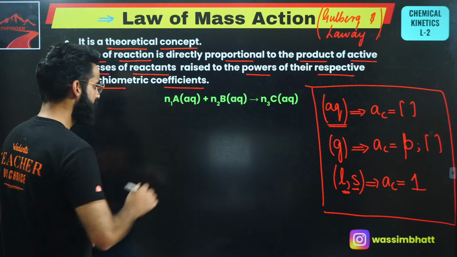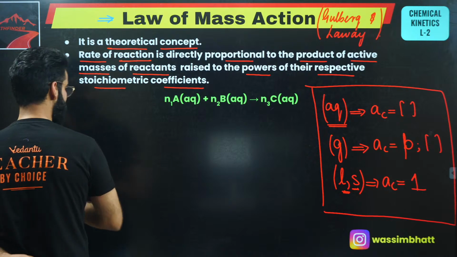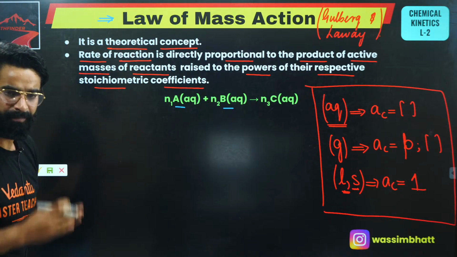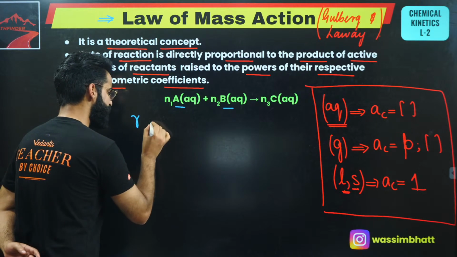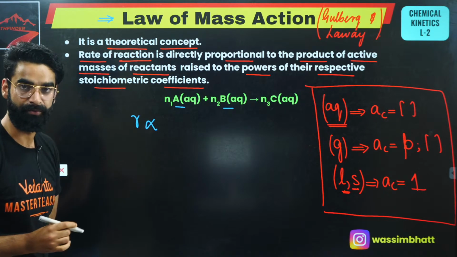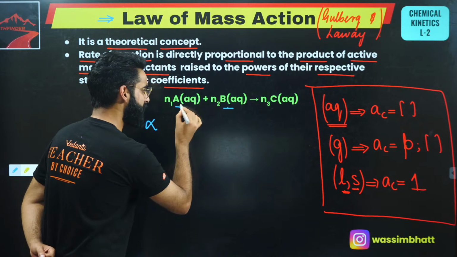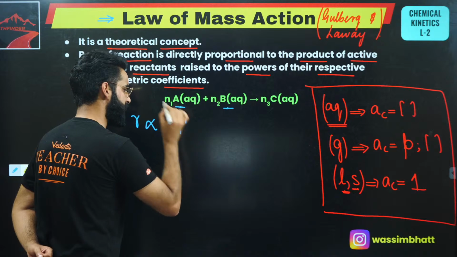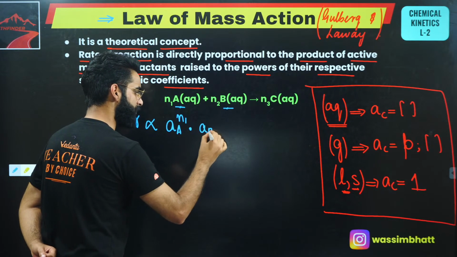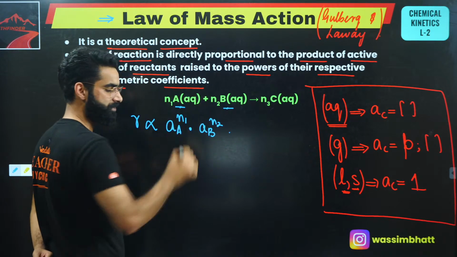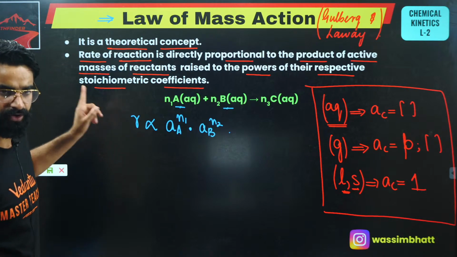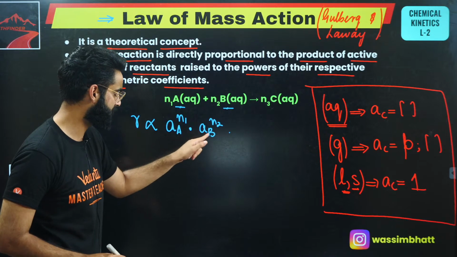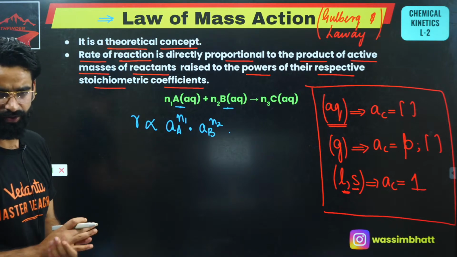Now, in this reaction, how many reactants do we have right now? We have two reactants, this A and B. As far as the law of mass action is concerned, the rate of this reaction is directly proportional to the product of active masses of reactants. I'll say active mass of A raised to the power of the stoichiometric coefficient of A, which is n1, multiplied by active mass of B raised to the power of its stoichiometric coefficient, that is n2. As per the law of mass action, the rate of reaction is directly proportional to the product of active masses of reactants raised to the powers of their respective stoichiometric coefficients.